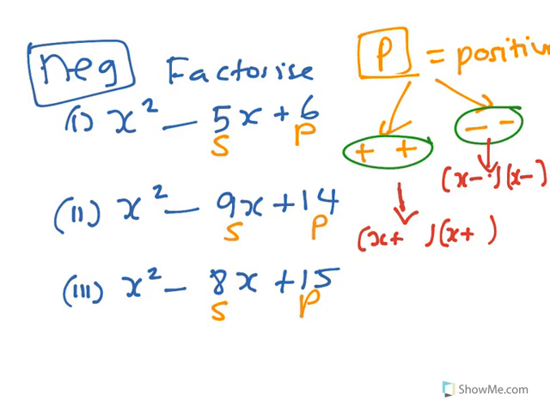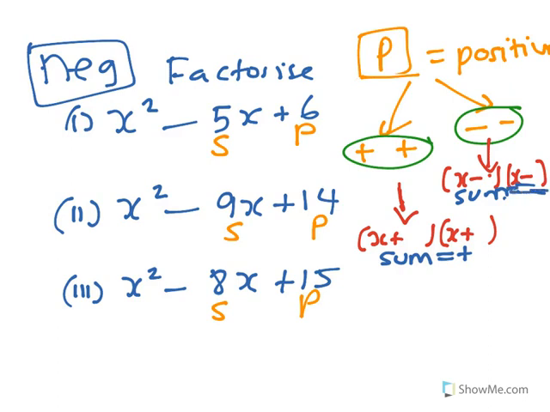Now, if it was plus plus, then that means that your sum would have had to have been positive. And if it was minus minus, that means your sum would have had to be negative. Because the only way that you are going to get a positive sum is if you add two positives. And the only way you're going to get a negative sum is if you add two negatives, okay?